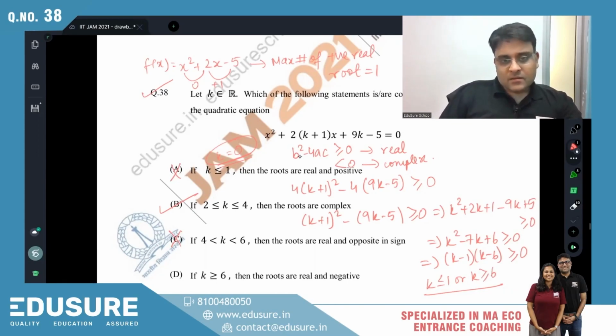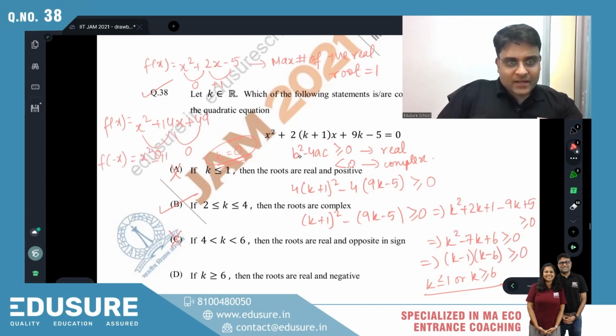Now k greater than or equal to 6, again let's take an example. चलो 6 ही ले लेते हैं. If I take 6, x square, 6 plus 1, 7, 14x, 6 into 9, 54, 49. ठीक है. So no sign change. f(x) has no sign change. f(-x) is x square minus 14x plus 49. One sign change, one sign change. So no sign changes means no positive real root.